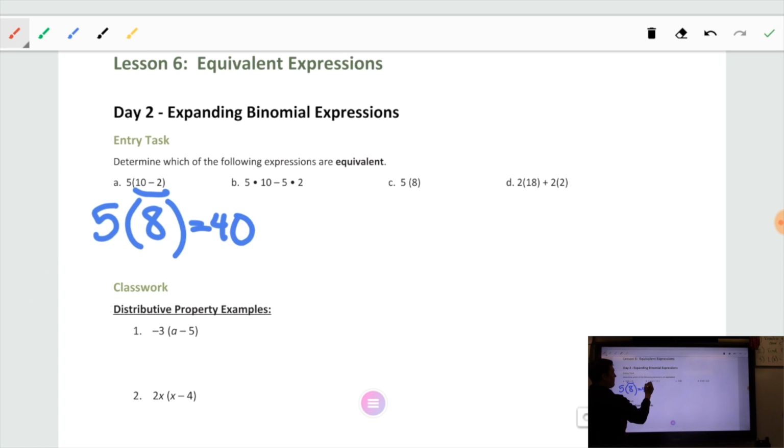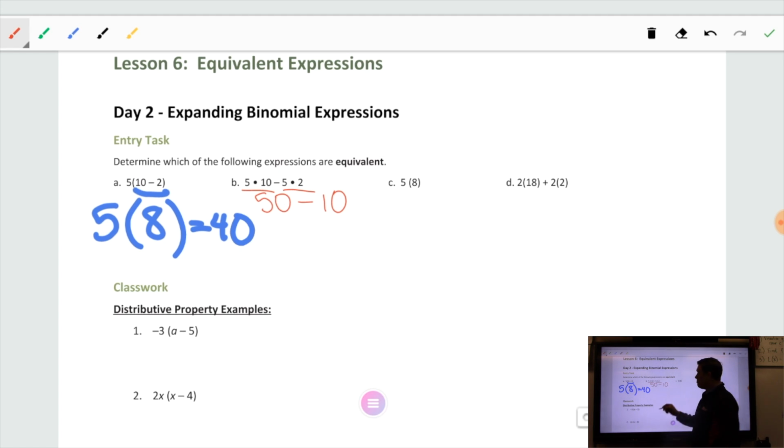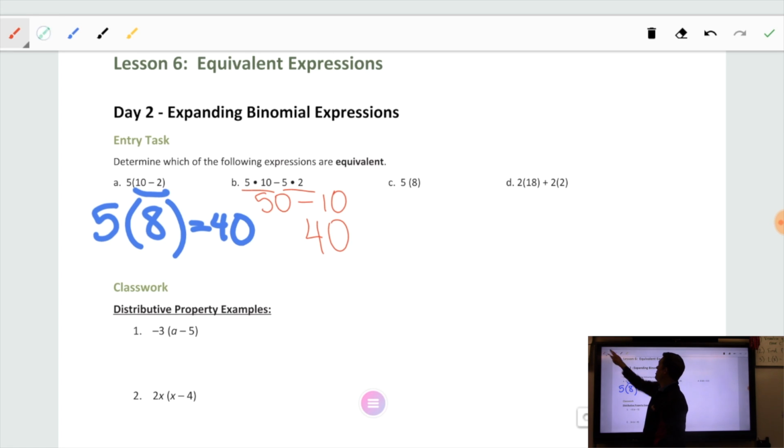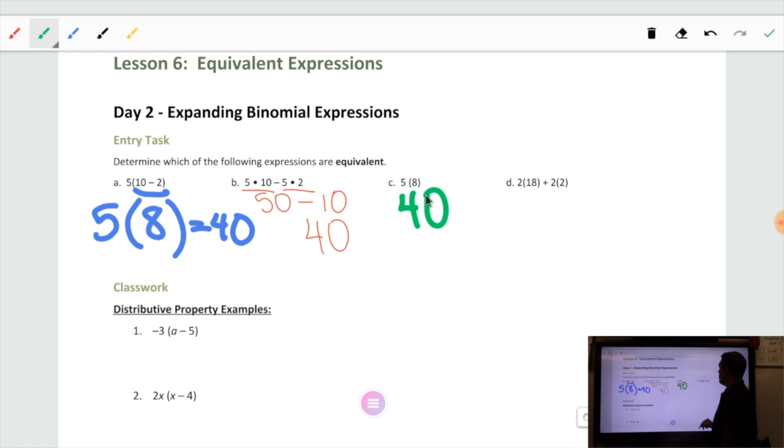So in this one we have 5 times 10 and 5 times 2. Because there are no parentheses, there's no grouping operations for us to do. So I'm doing the multiplication first. 5 times 10 is 50, and 5 times 2 is 10. 50 minus 10, also 40. We already know the answer to option 3, or letter C. 5 times 8 is 40.